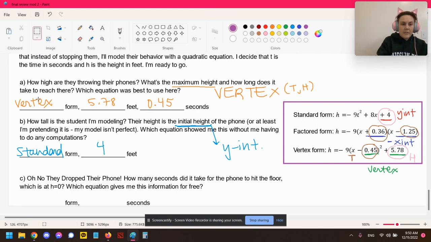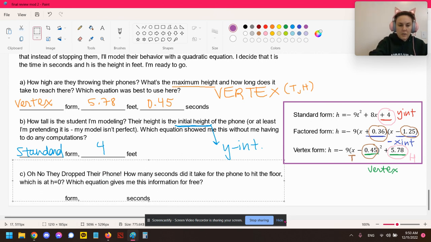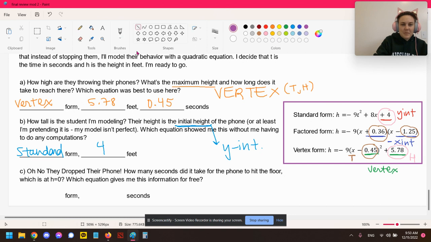And then, oh no, they've dropped their phone. Who could have predicted this entirely predictable scenario, right? Let me draw a line. It's going to bother me. There we go. And, oh no, they dropped their phone.